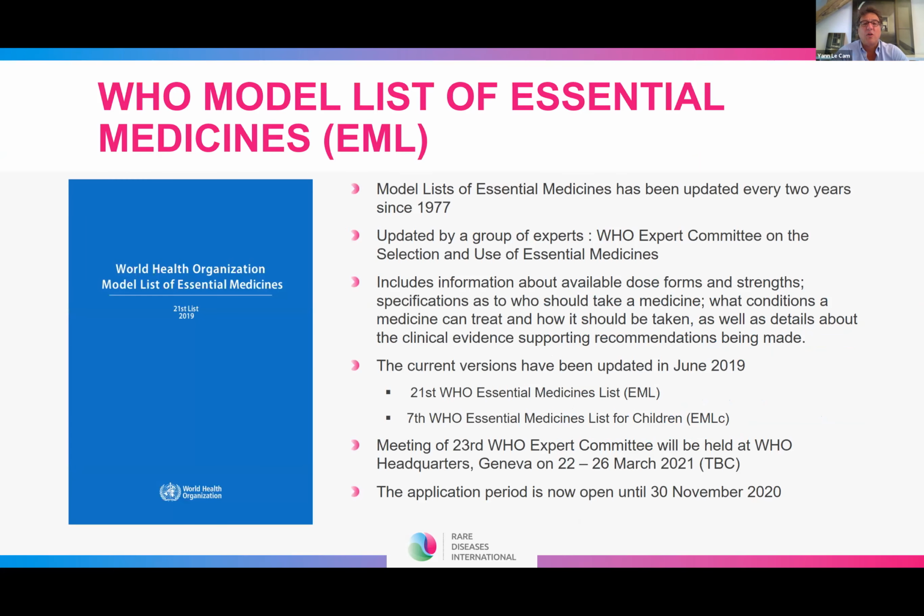So concretely, the process of essential medicines, and that will be illustrated in a moment, is that there is a list, there is a group of experts which review the applications. There is a process for application. So for instance, the next round is for the end of November 2020. And there is a WHO expert committee which will be meeting from the 22nd to the 26th of March 2021, to be confirmed, but roughly it's that.